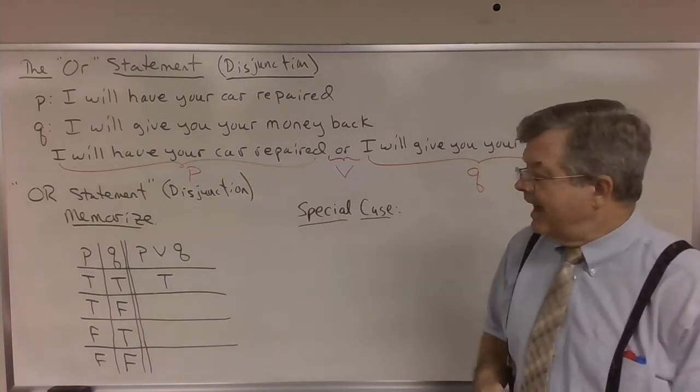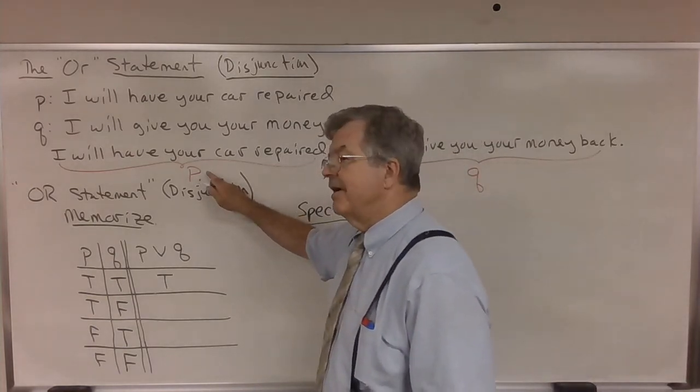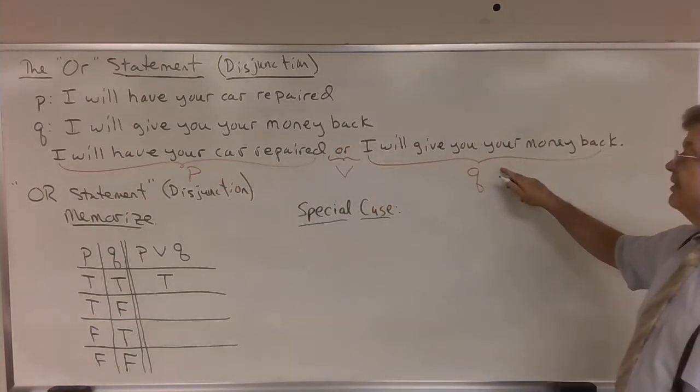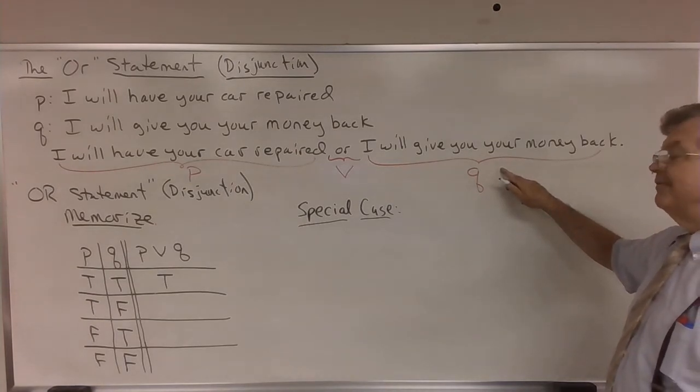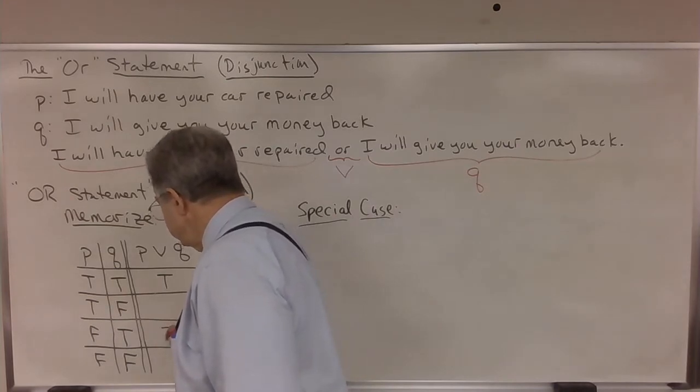They're happy. I didn't lie to them. So if P is false, I don't have their car repaired, but Q is true, I do give them their money back, and they're happy. I haven't lied to them, I've told them the truth.